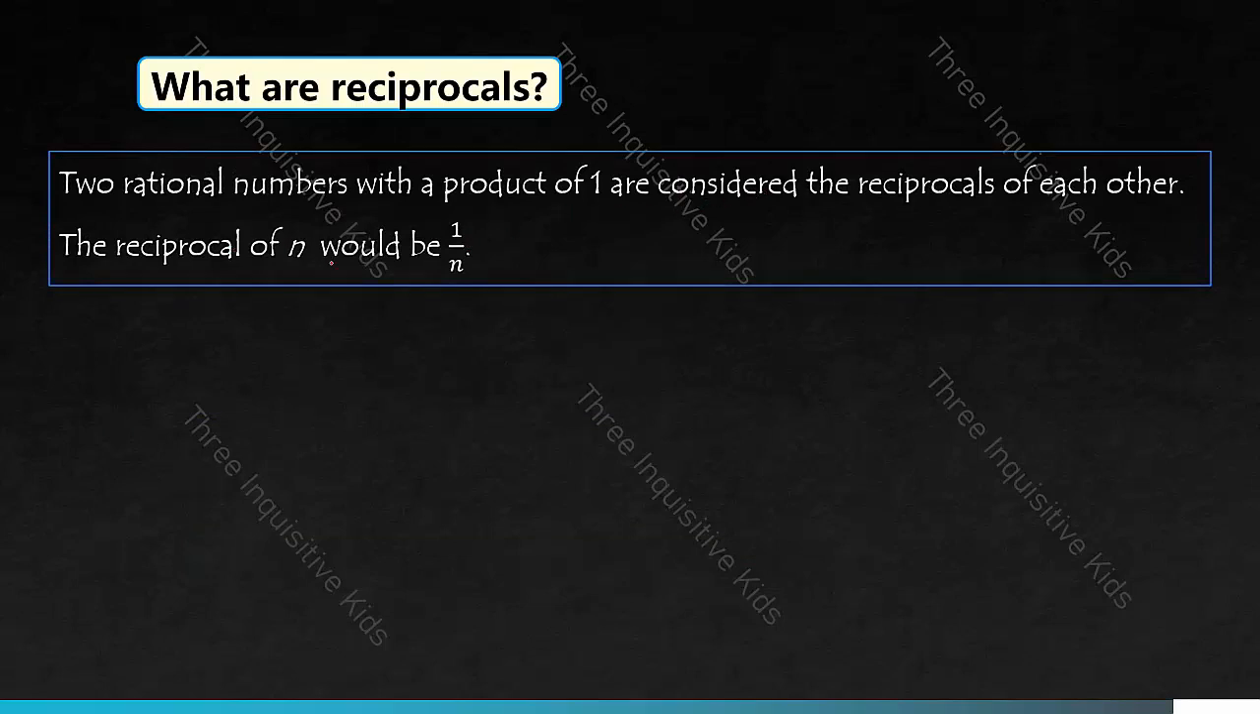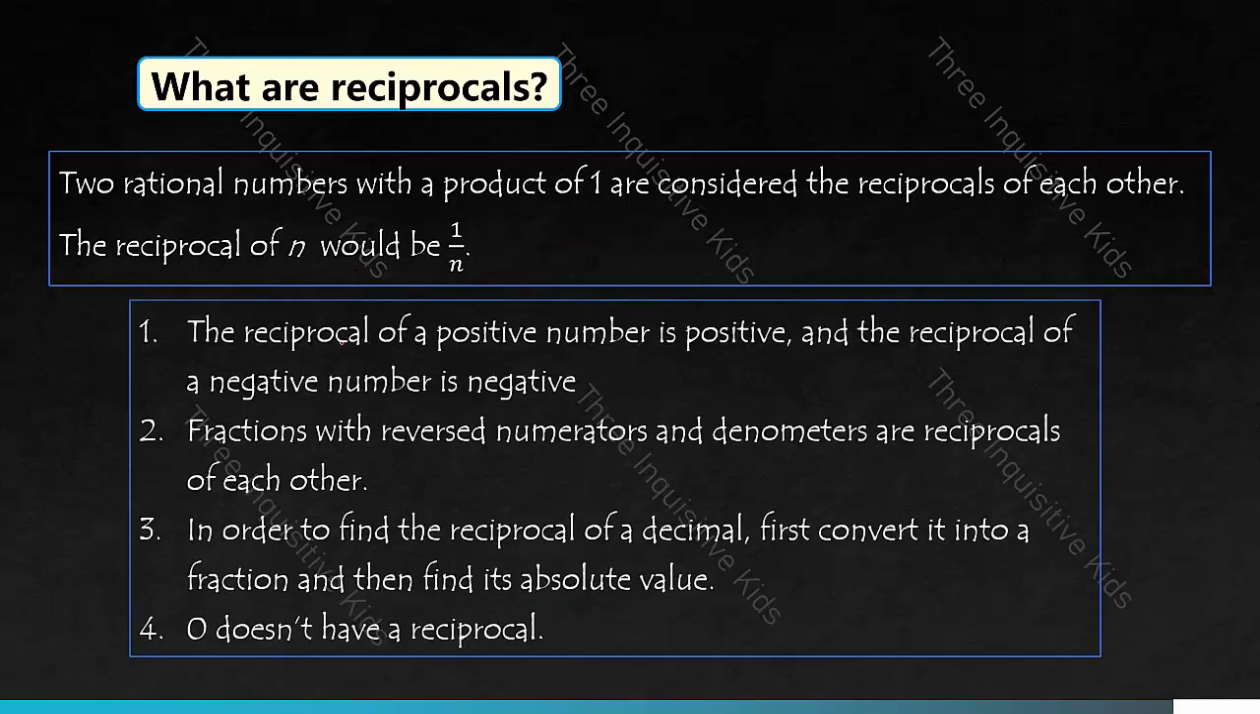So the reciprocal of n would be written as 1 over n. The reciprocal of a positive number is positive, and the reciprocal of a negative number is negative. Fractions with reversed numerators and denominators are reciprocals of each other. So basically what this is saying is that 4/5 is the reciprocal of 5/4. You can see how the numerator and the denominator are being flip-flopped around. And I'm pretty sure that this is not how you spell denominator.